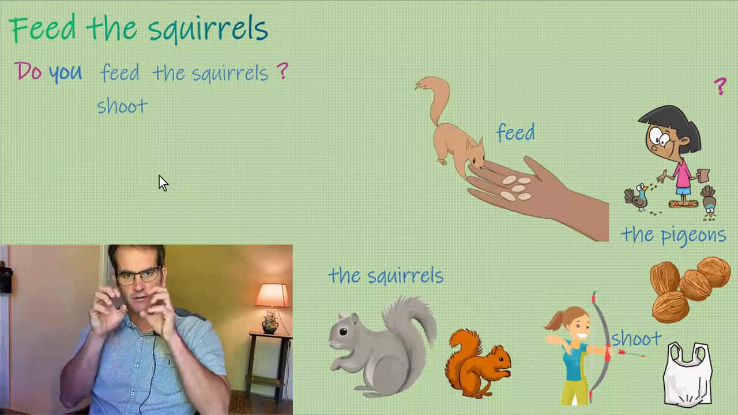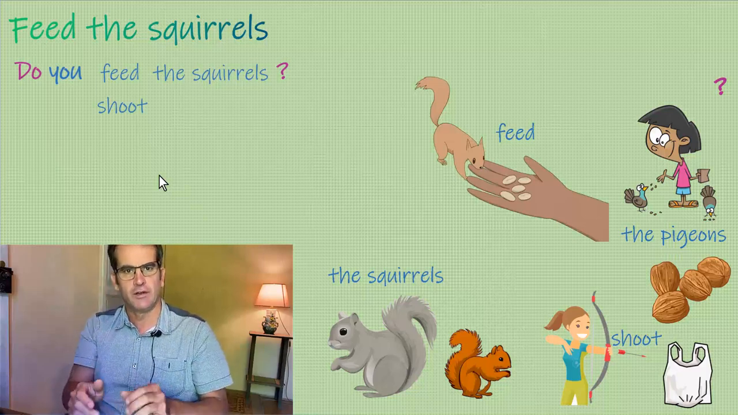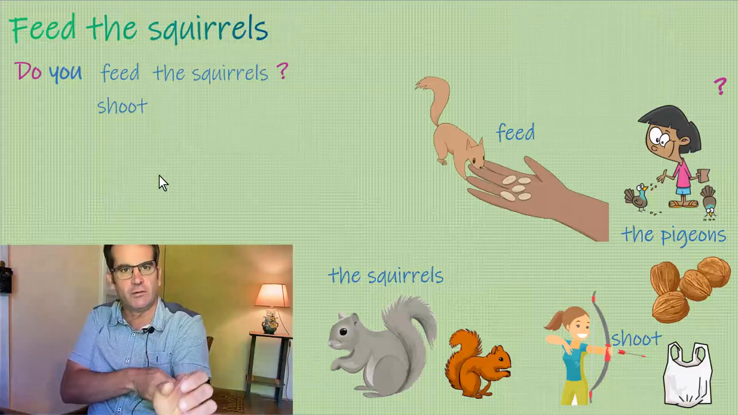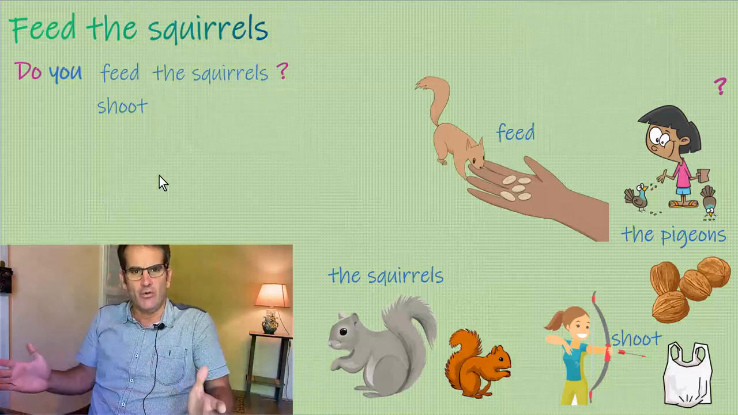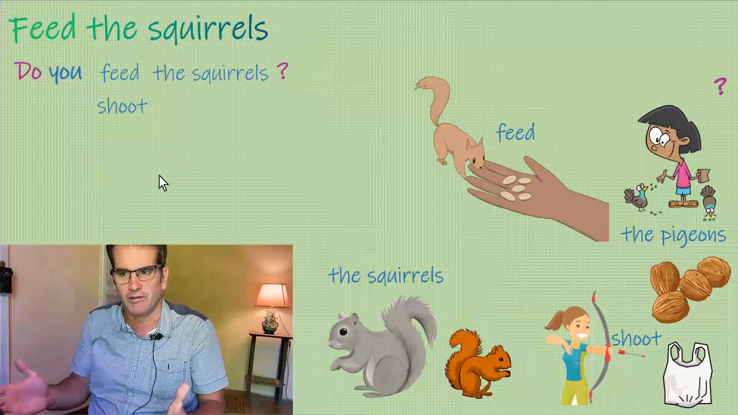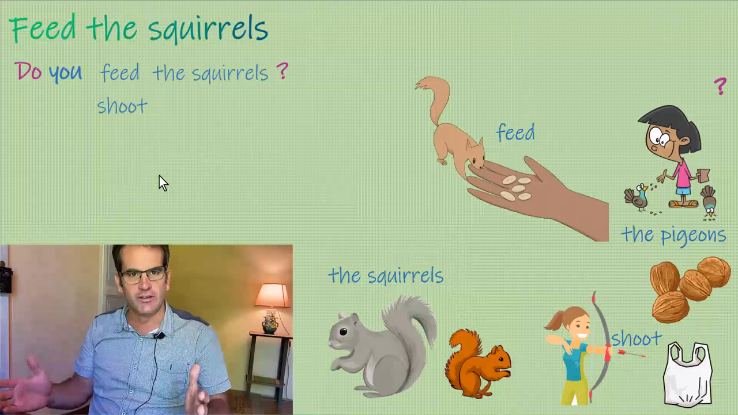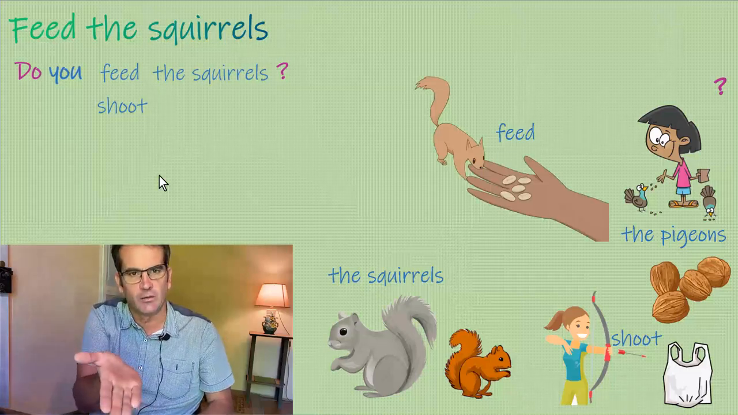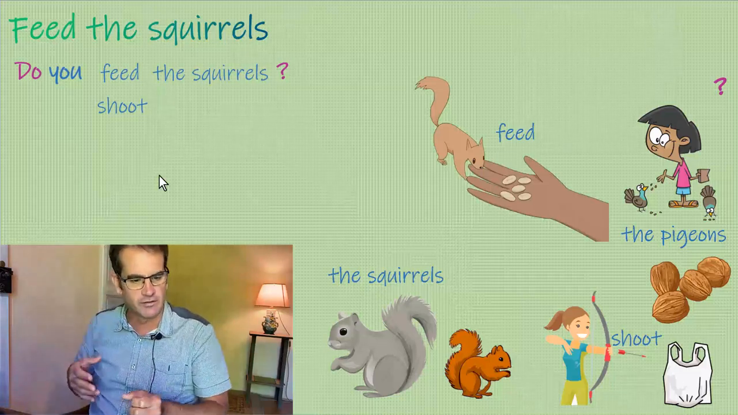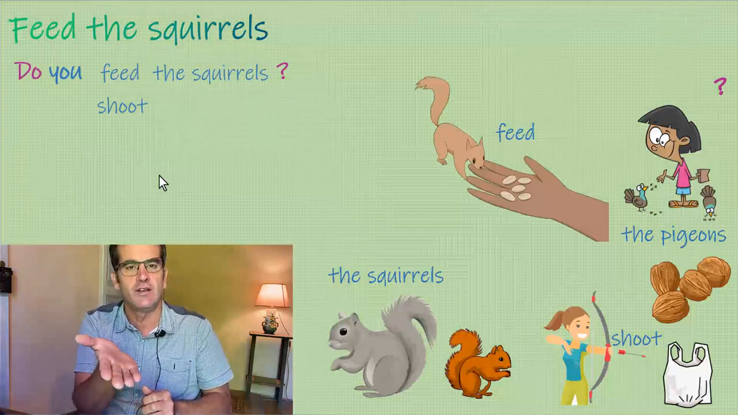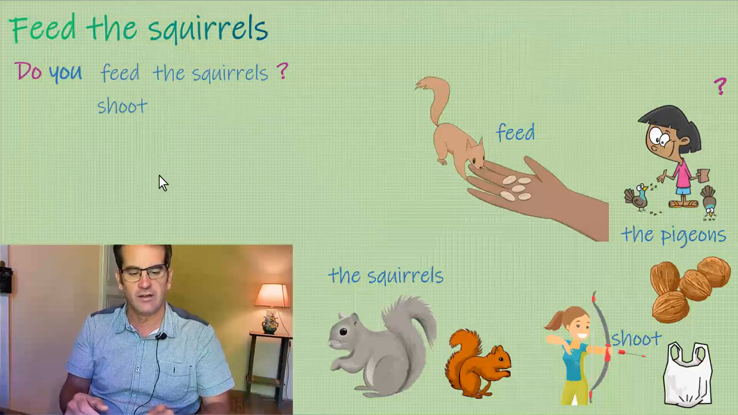So do you shoot the squirrels? You know, with a bow and arrow, do you shoot the squirrels? No, you don't shoot the squirrels. Of course you don't. You feed the squirrels. You don't shoot the squirrels. You feed the squirrels. You give them nuts. You give nuts to the squirrels.